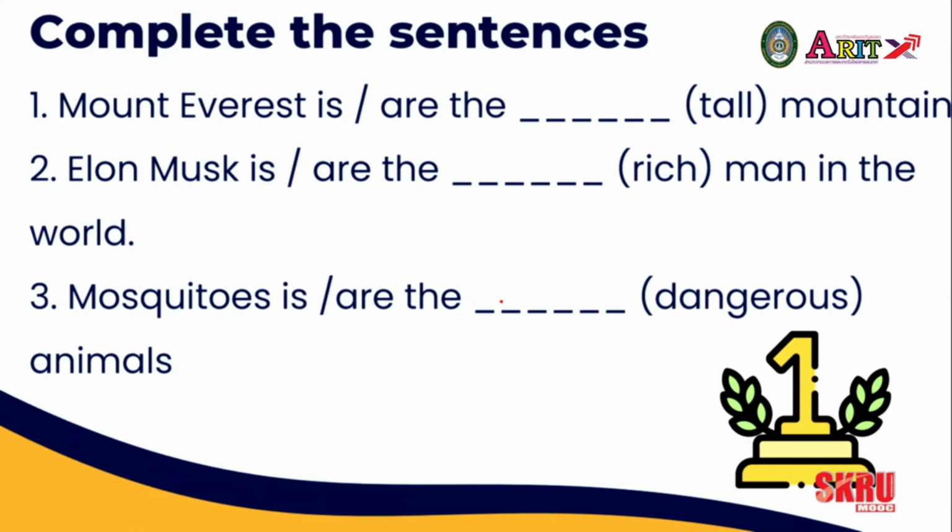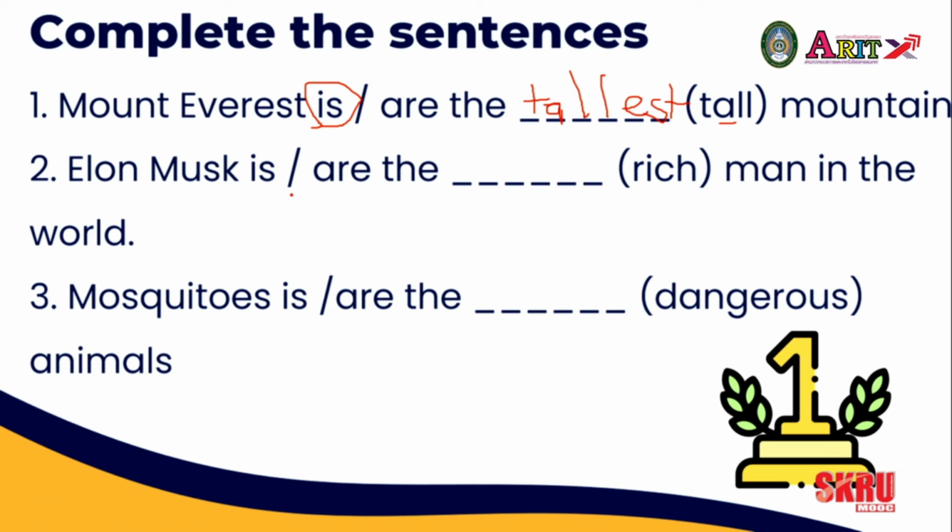So let's put this in action. Some facts about the world. Mount Everest, is or are? If you said is, you are correct. Mount Everest is the tallest mountain. And because tall is only a 1-syllable adjective, we add est.